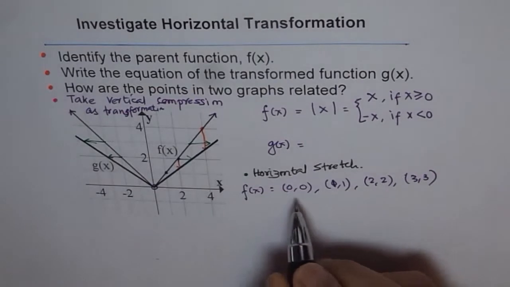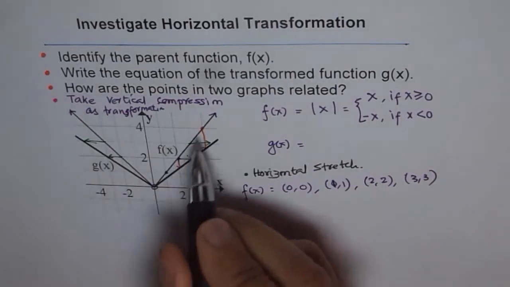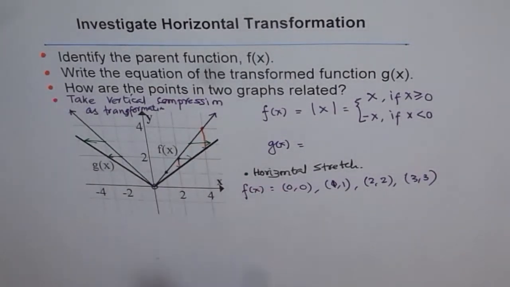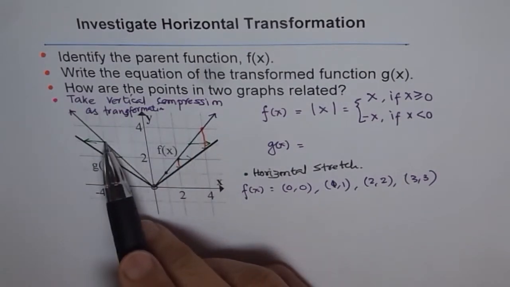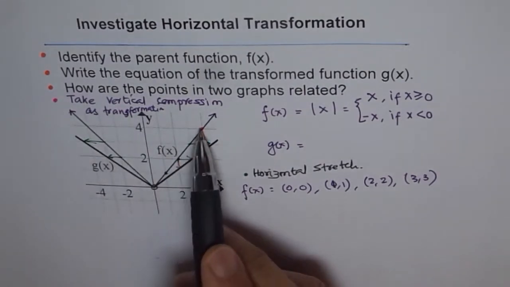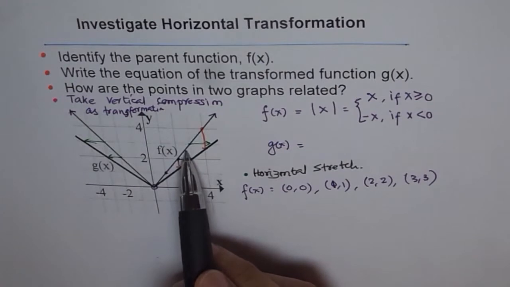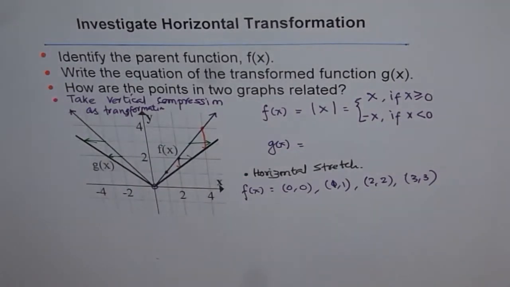Likewise, these are my points on this side. Let me analyze this side. Since we know this graph is symmetric about the y-axis, whatever we do on the right side will also be true for the left side. Okay? So I'm taking 1/2 of it. For even functions, that's a huge advantage. You can do one side and apply the same thing to the other, right?